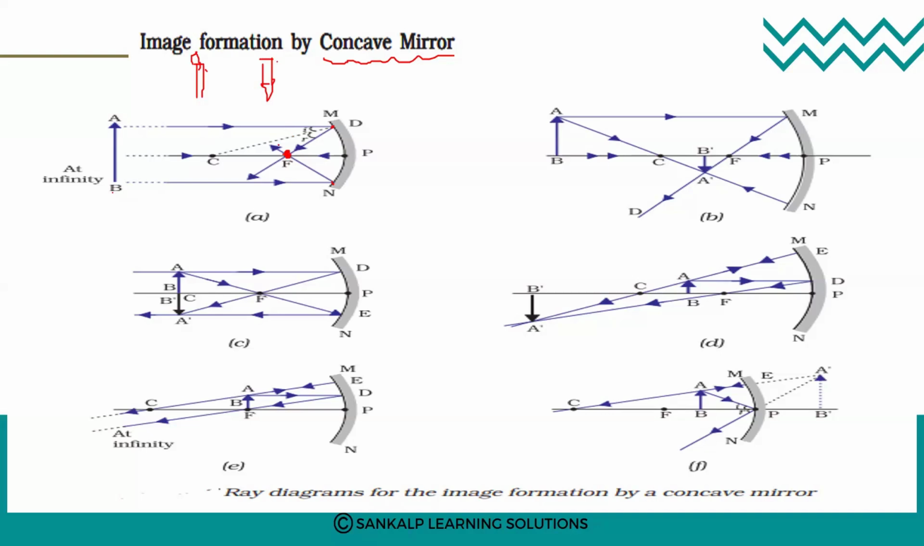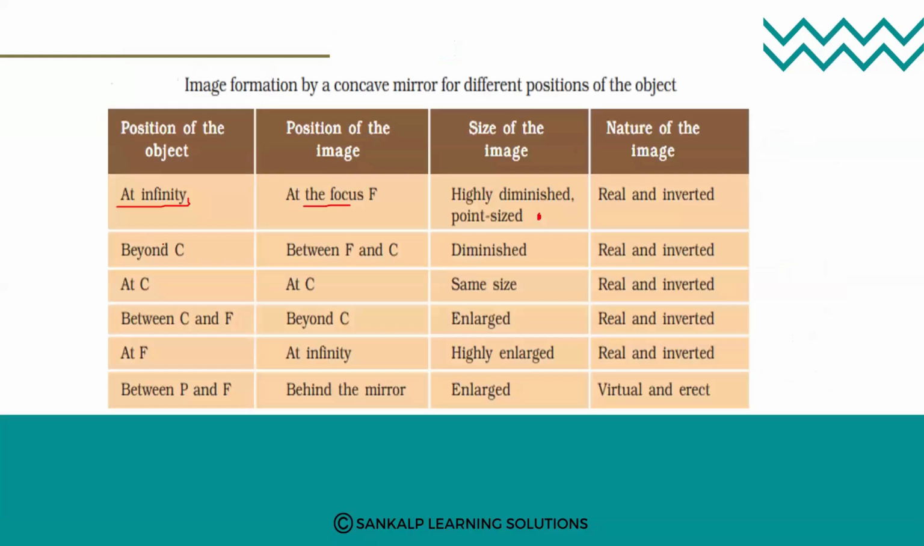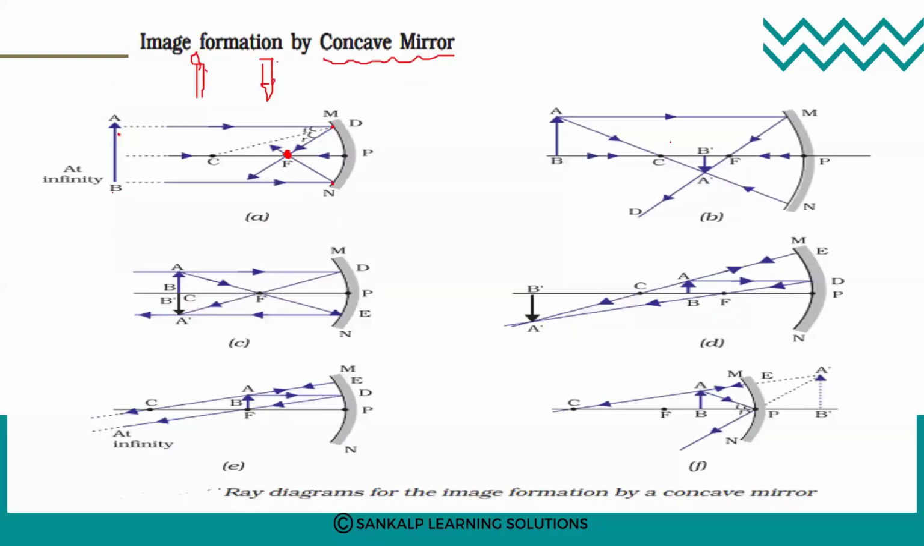At point F, you will get the image when the object is at infinity; at point F, the image will form. Next one. See, when you place the object beyond C. C means what? Center of curvature. So here you are placing your object beyond C.